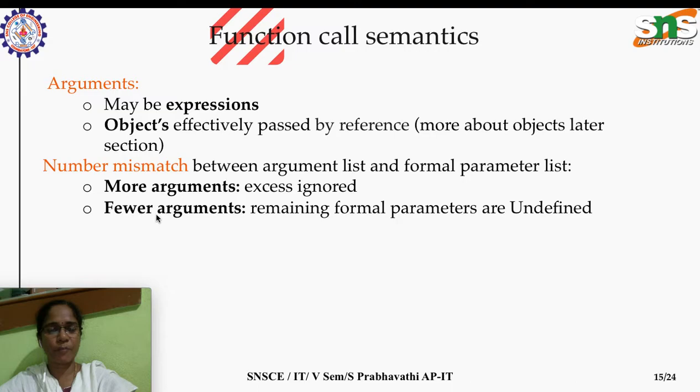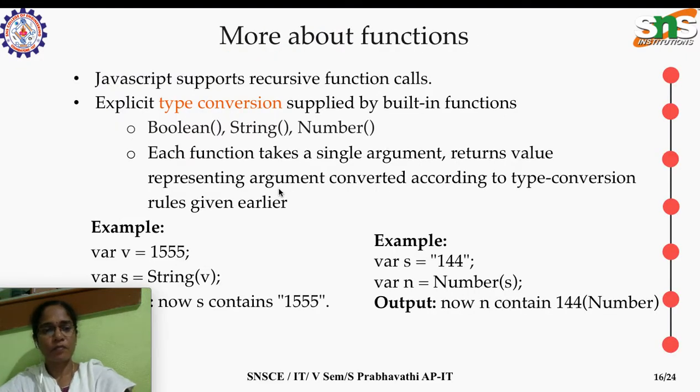If we pass fewer arguments in the function call, the remaining formal parameters will be defined as undefined type. So this won't throw any error. And if the function takes 2 arguments and we pass 3 arguments in the function call, the remaining arguments will simply be ignored. JavaScript won't throw any errors if we mismatch the number between the formal parameters and the arguments in the function call.